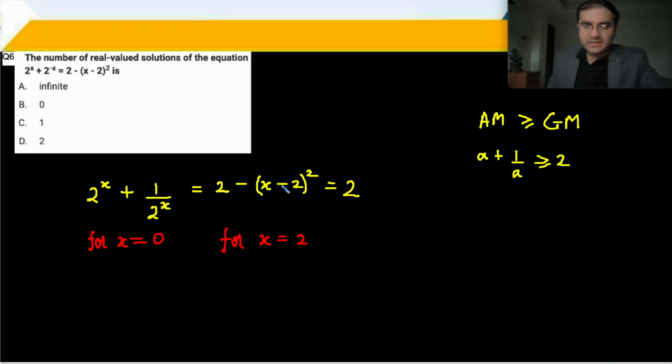Right? 2 minus 0 will be 2. So यहाँ पे 0 चाहिए. So 2 रखना पड़ेगा. So the LHS is 2 for x equal to 0. The RHS is 2 for x equal to 2. So these are occurring at different times. These are occurring at different moments. These two together cannot be 2, and hence they will not be equal. Therefore, there are no solutions, and B part is the right answer.